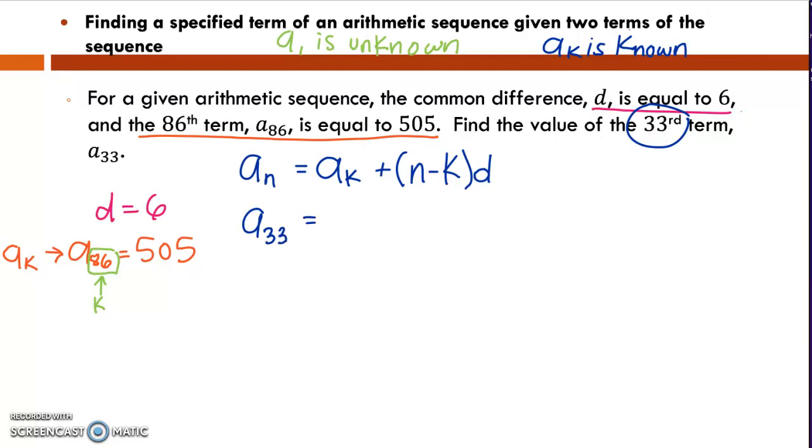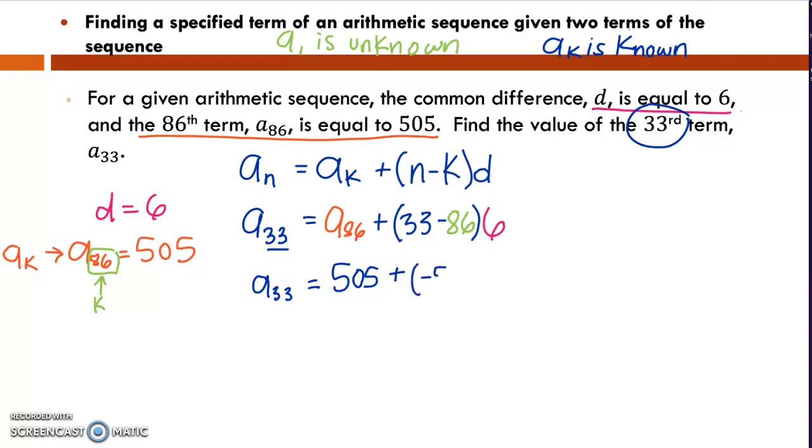That's equal to a sub k, or a sub 86, plus n minus k. Remember, n right now is 33 because that's the term I'm trying to find. Then I'm going to subtract k. k is right here, that's the 86. And then I multiply by d, which I found is 6. So all the color coordinating goes with the various pieces. So my 33rd term is equal to 505, that is what a sub 86 is, plus what? 33 minus 86 is negative 55 times 6. After I multiply this out, I'll get that the 33rd term is equal to 187.